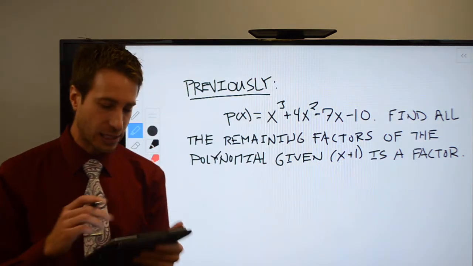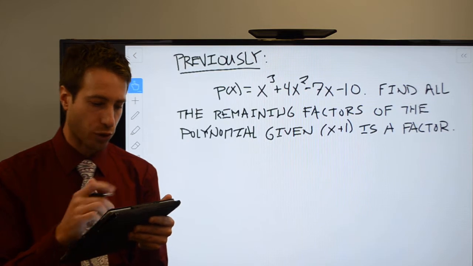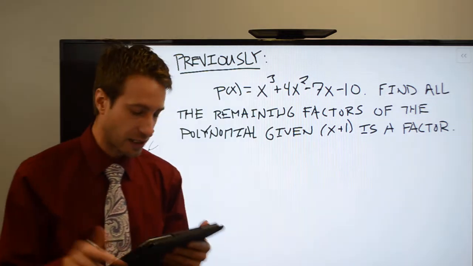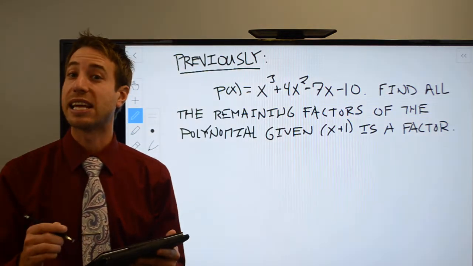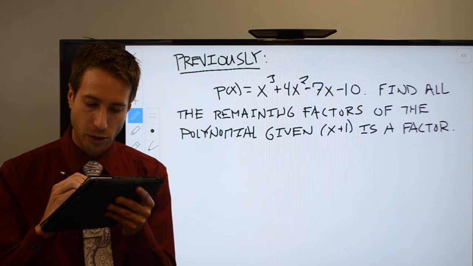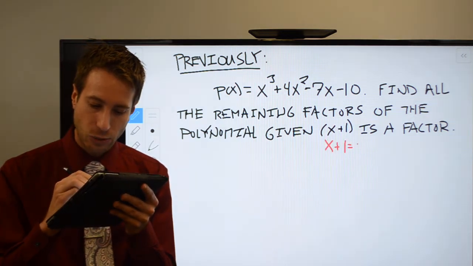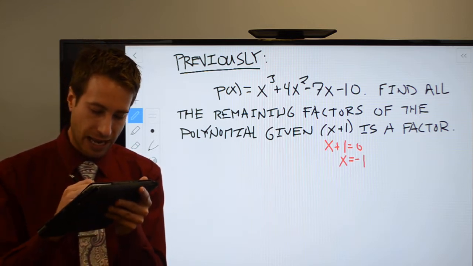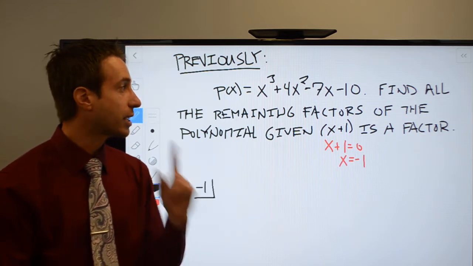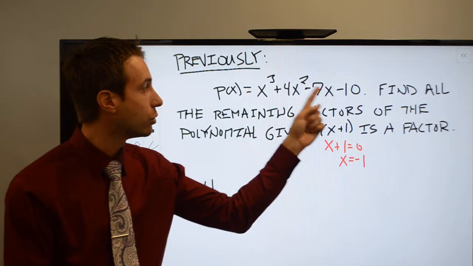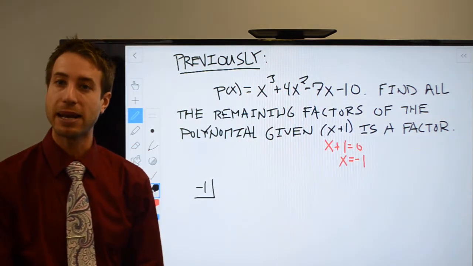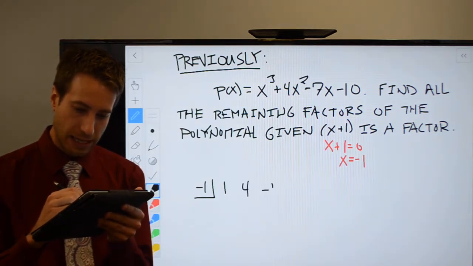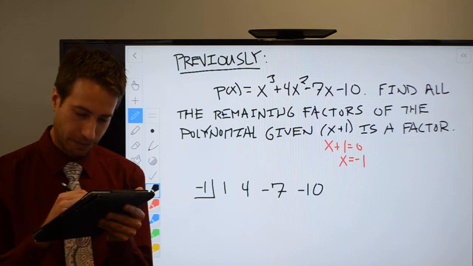Remember, the way that we did this was very simple, and actually we'll just work through it because it's not that difficult. You know that x plus 1 is a factor, so you need to do synthetic division to find the reduced polynomial. We go x plus 1 equals 0, so x is equal to negative 1. I'm going to do my synthetic division with negative 1, which goes inside the box. Check to make sure I don't need any placeholders: 3, 2, 1, 0. I'm not missing anybody, so I don't need to add any placeholders. The coefficients are 1, 4, negative 7, and negative 10.